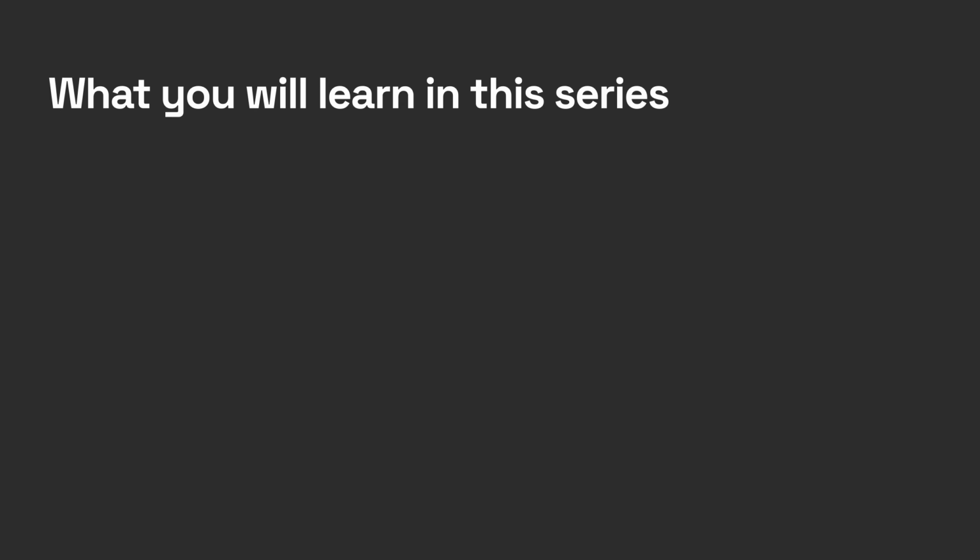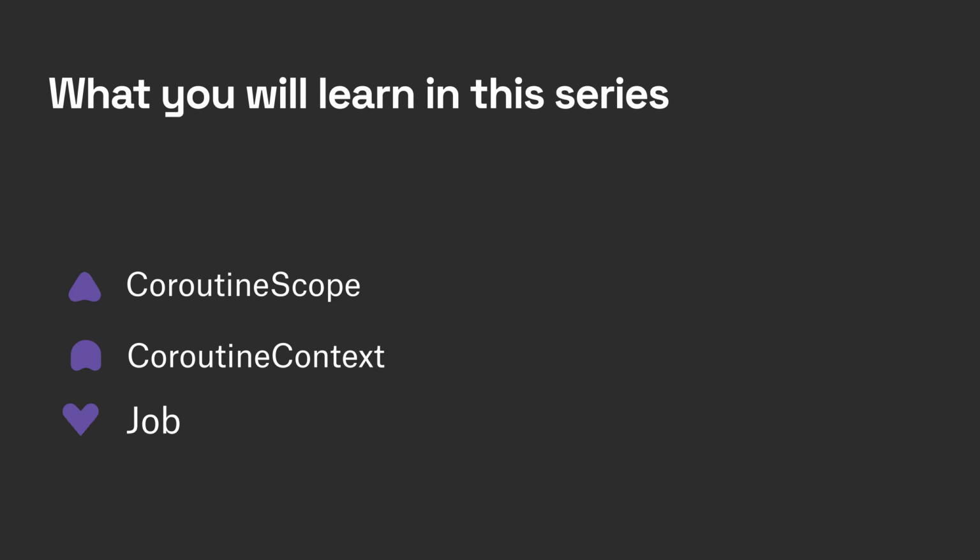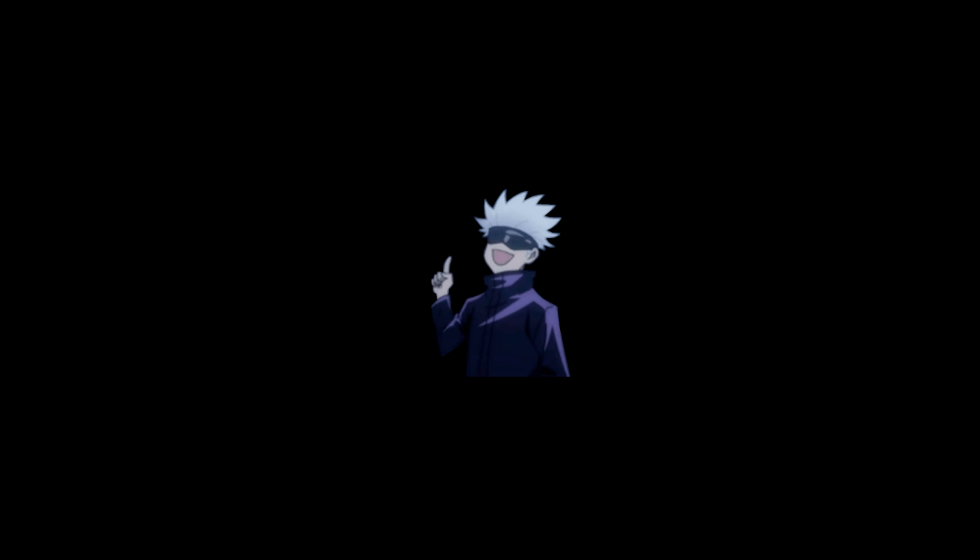In the next videos, we'll start introducing coroutine concepts like coroutineScope, coroutineContext, jobs, and context inheritance, and eventually see how all these pieces come together to enforce structured concurrency. Let's start with why using raw threads is inconvenient.